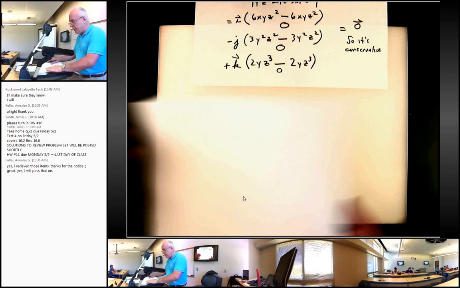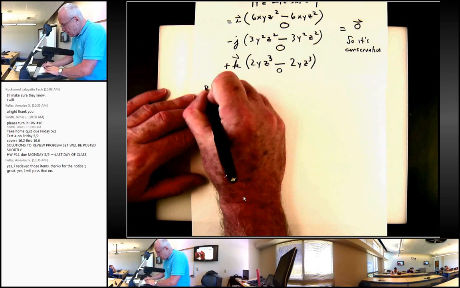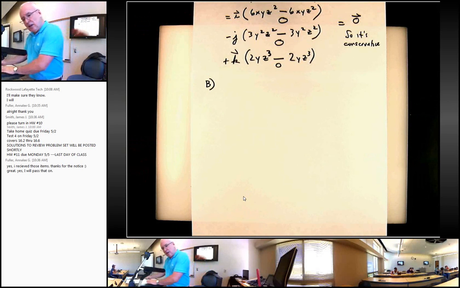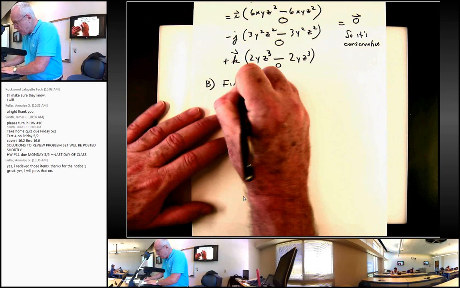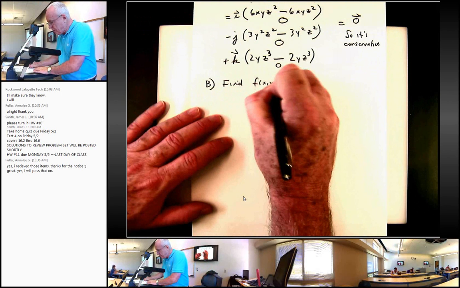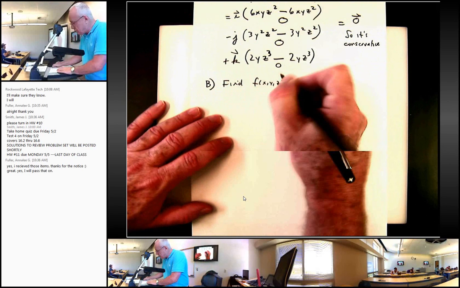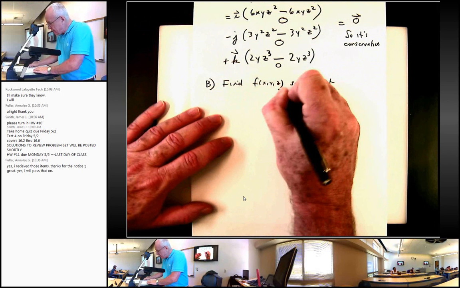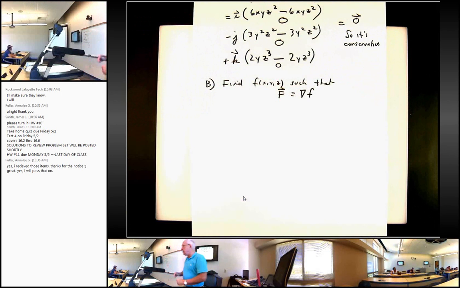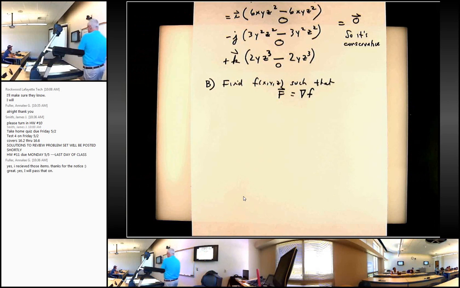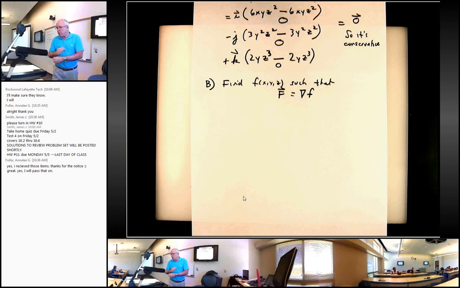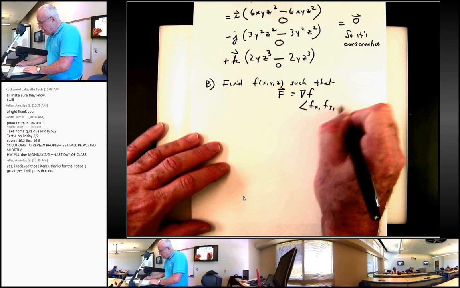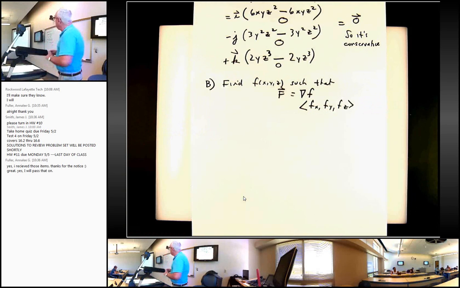So for part B, and fully expect to have something like this a week from today, find little f of x, y, and z such that our capital F is equal to the gradient of that little f function. All right. Okay, well, we know that this gradient is fx, fy, and fz, little f rather.